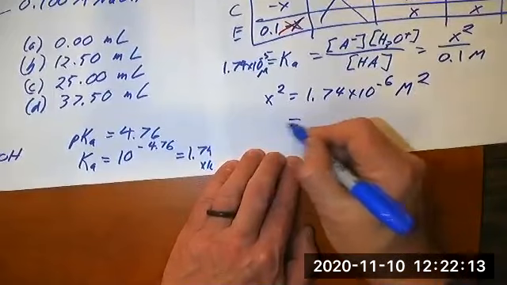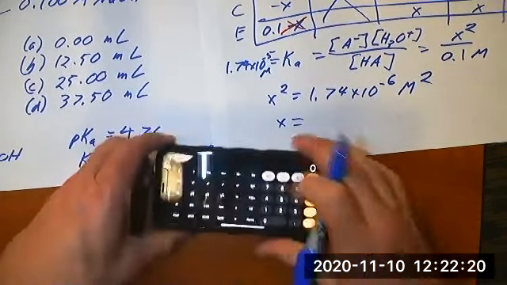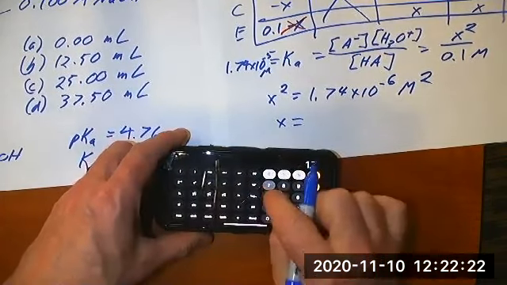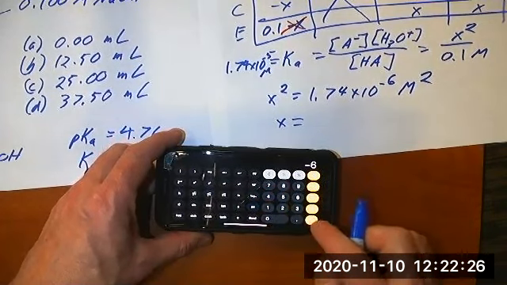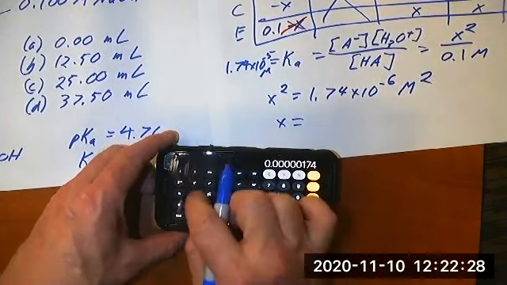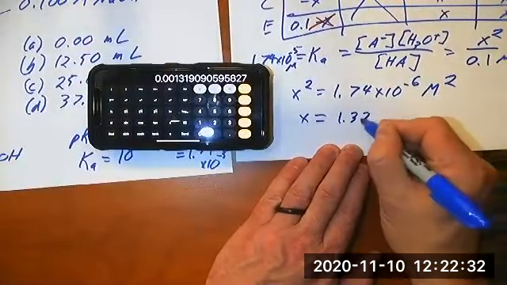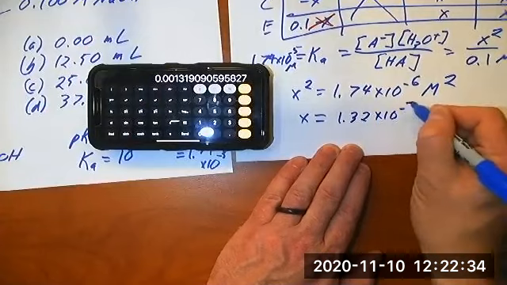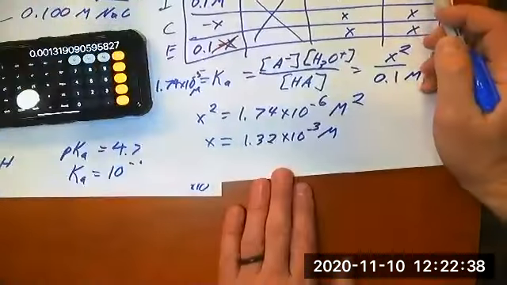Take the square root of both sides to find X to be the square root of 1.74 times 10 to the negative 6th. Take the square root, and we get 1.32 times 10 to the minus 3 molar. And that is our hydronium ion concentration.